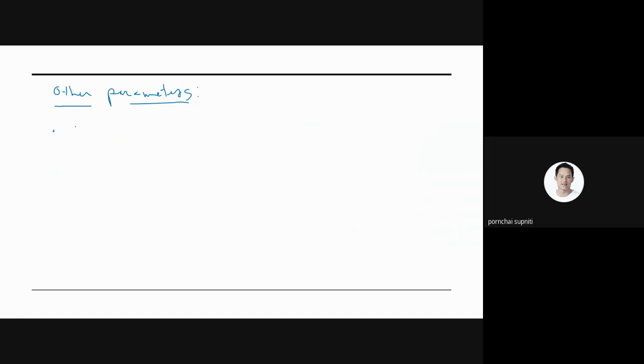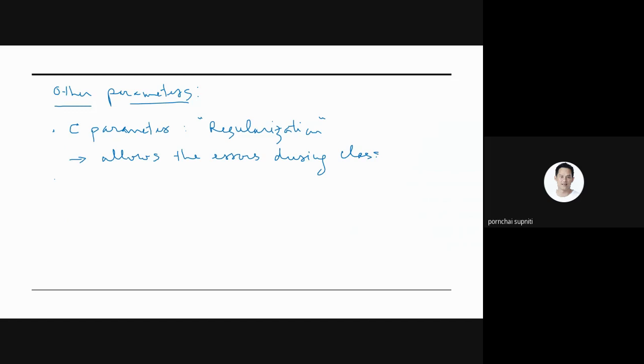One is called the C parameter, or some people call it the regularization parameter. Okay, and so basically, the C parameter allows some errors during classification.